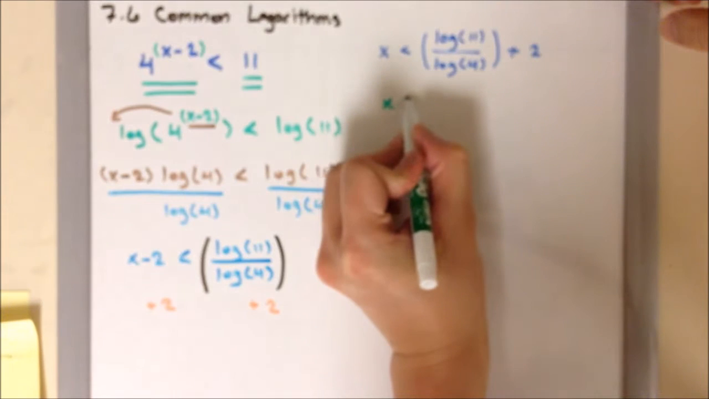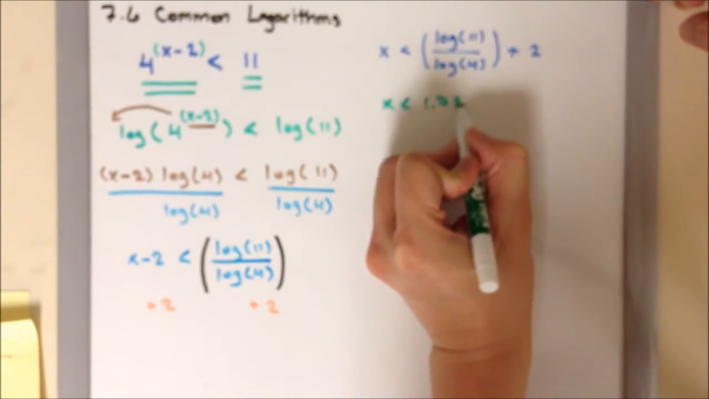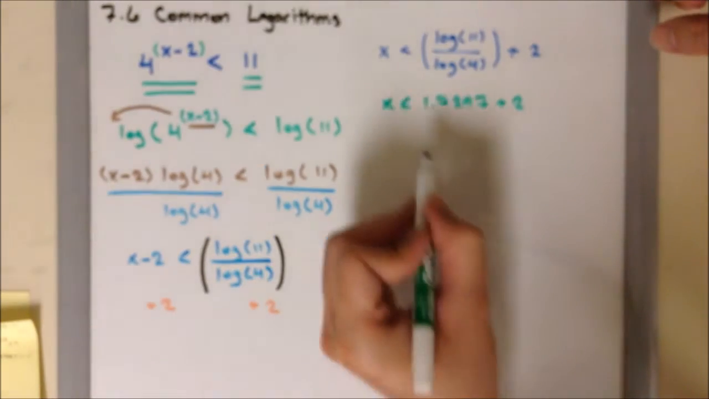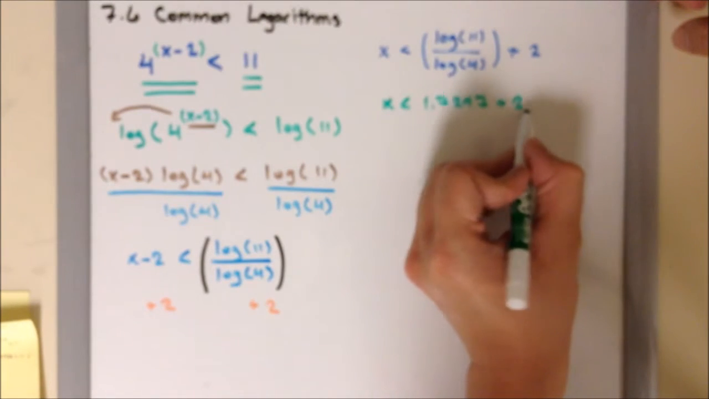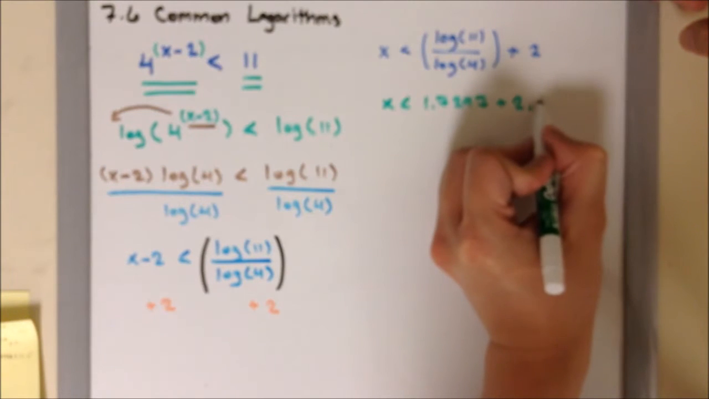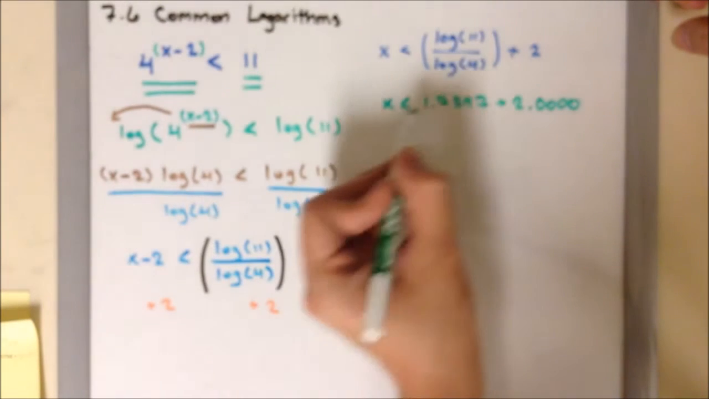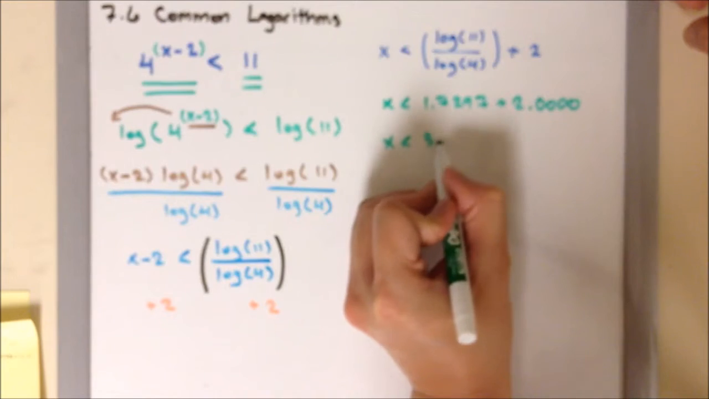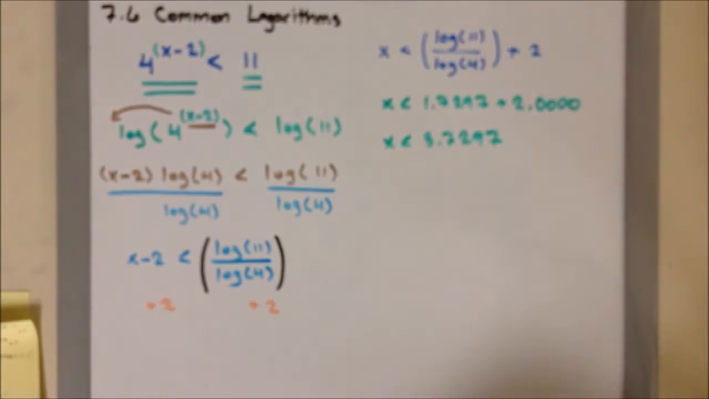So I'm going to write in place of where the log is. So it's x less than 1.7297, and then bring down the plus 2. So basically, I'm going to add 2 to 1.7297. Since 2 is a whole number, if I were to convert it to a decimal, I add the decimal point with 4 zeros because it's to the 4th decimal place. So I'm going to add 2. I'm going to have 3.7297. Now that would be my answer.